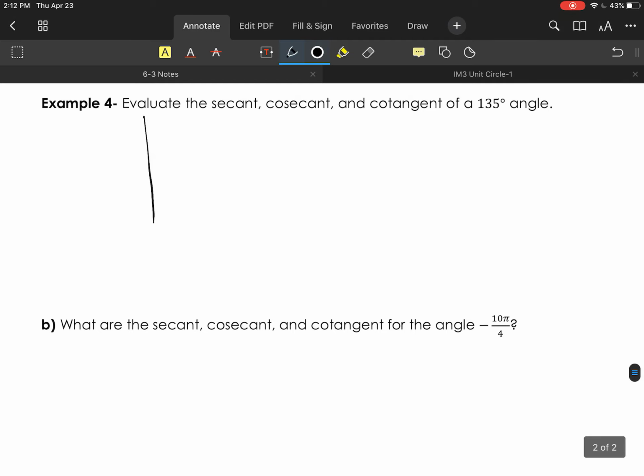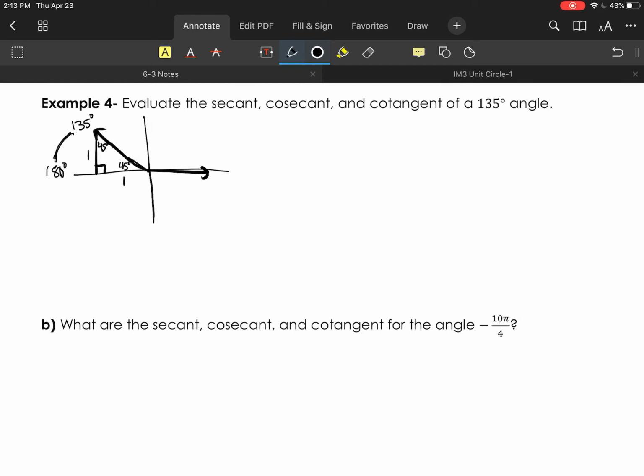Okay, so I'm going to draw that back on the notes. So it looks something like this. Okay, and I draw my reference triangle. So this is 135 degrees, and this is 180 degrees. The distance between those two would be 45. 180 minus 135 is 45. That's my reference angle. Also means the other angle is 45 degrees. Once again, I fill in all three sides. That way I can actually figure out those trig functions.